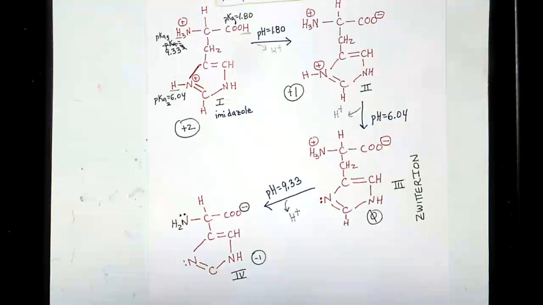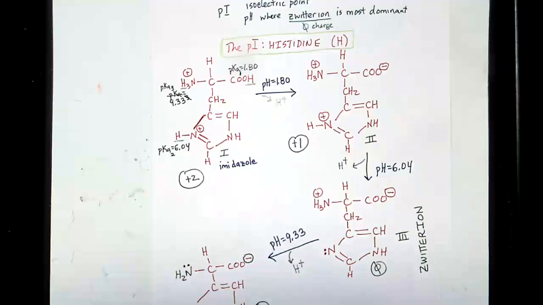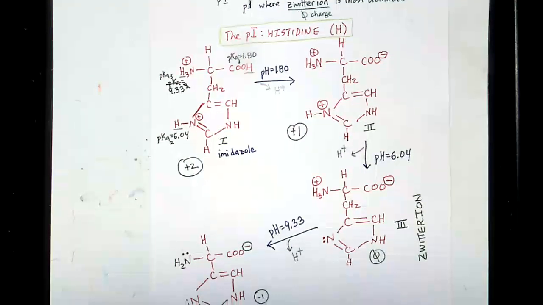All right, so how many forms of histidine can there exist in theory? 4. Okay, there can exist 4 forms of histidine in the cell. And it's all dependent on the pH.